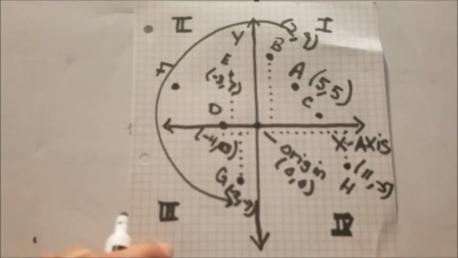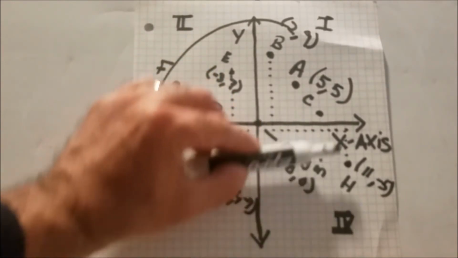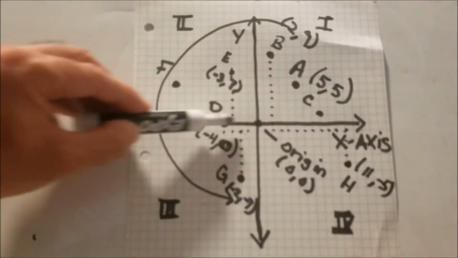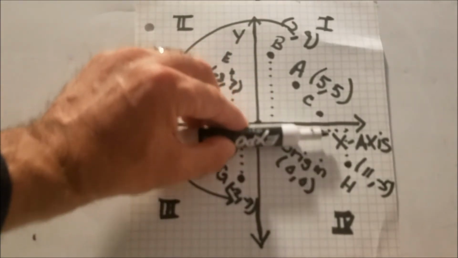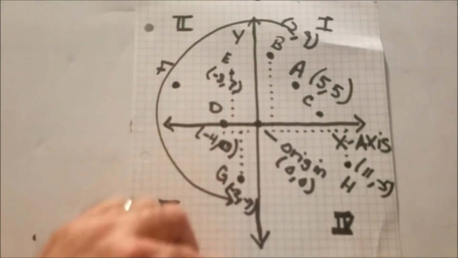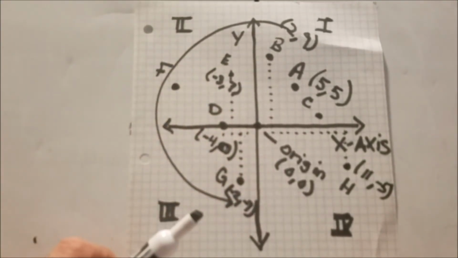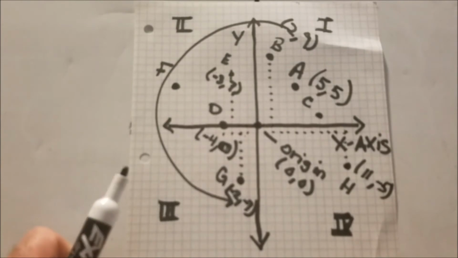So again, anything below the x, just think of this as like the ocean, right? This is the surface of the water. This is below the ocean. This is above. Anything below the ocean is negative, right? On the y. You'll get used to it.